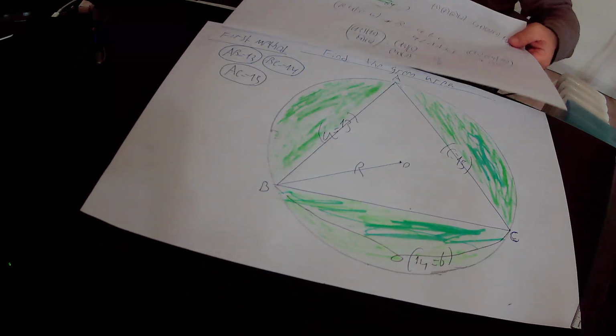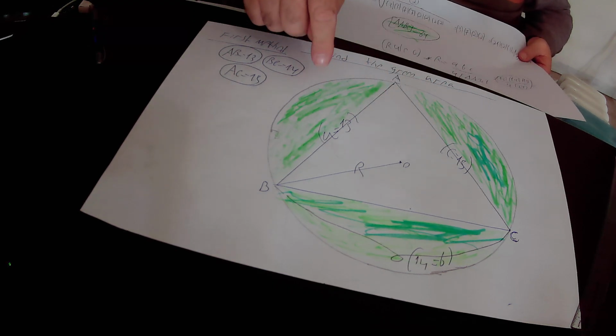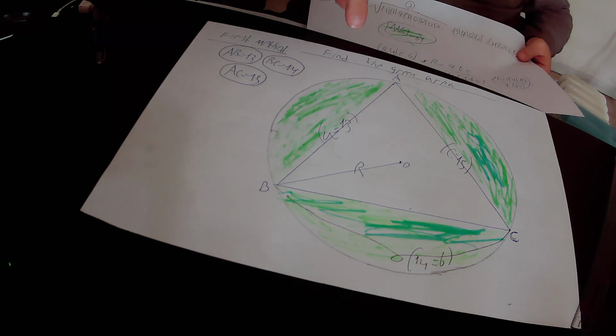So we found out the area of this triangle. In the next step we have to find out the area of the circle, and then the area of the circle minus the area of triangle ABC is exactly equal to the area of the green shape, that is the area that we are looking for in this question.